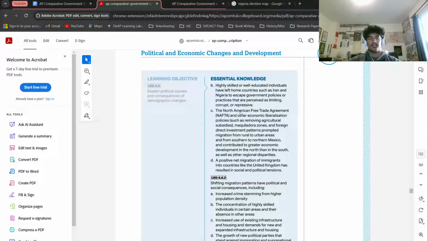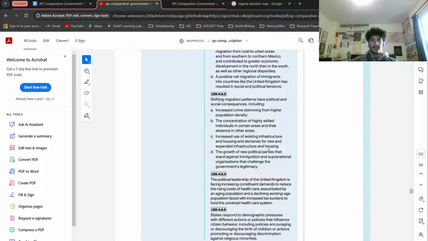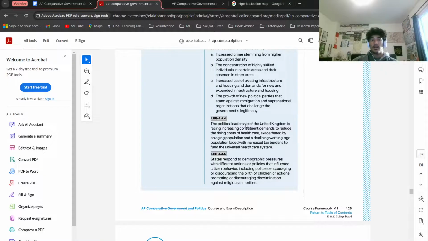NAFTA has caused a south to north migration, where people are going to Maquiladora zones to find work. That's due to NAFTA. That's also caused uneven economic development. In Iran, people are moving from their homes to the west. Same with Nigeria, right? This is called the brain drain theorem. Brain drain. Smart people leave and they go to work in service jobs. And these include lesser population density in rural areas, concentration of highly skilled workers in urban centers, all that stuff.